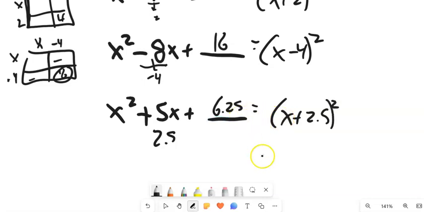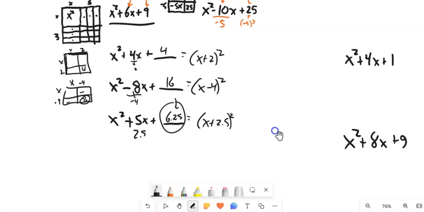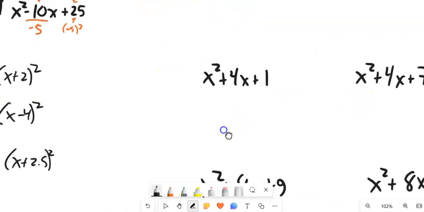Now this act of figuring out what goes here and putting it here, we call it completing the square, because we're adding something to it to make this into a square, to complete it so it's a square. So this idea of just arbitrarily adding something in, let's clean that up a little bit.